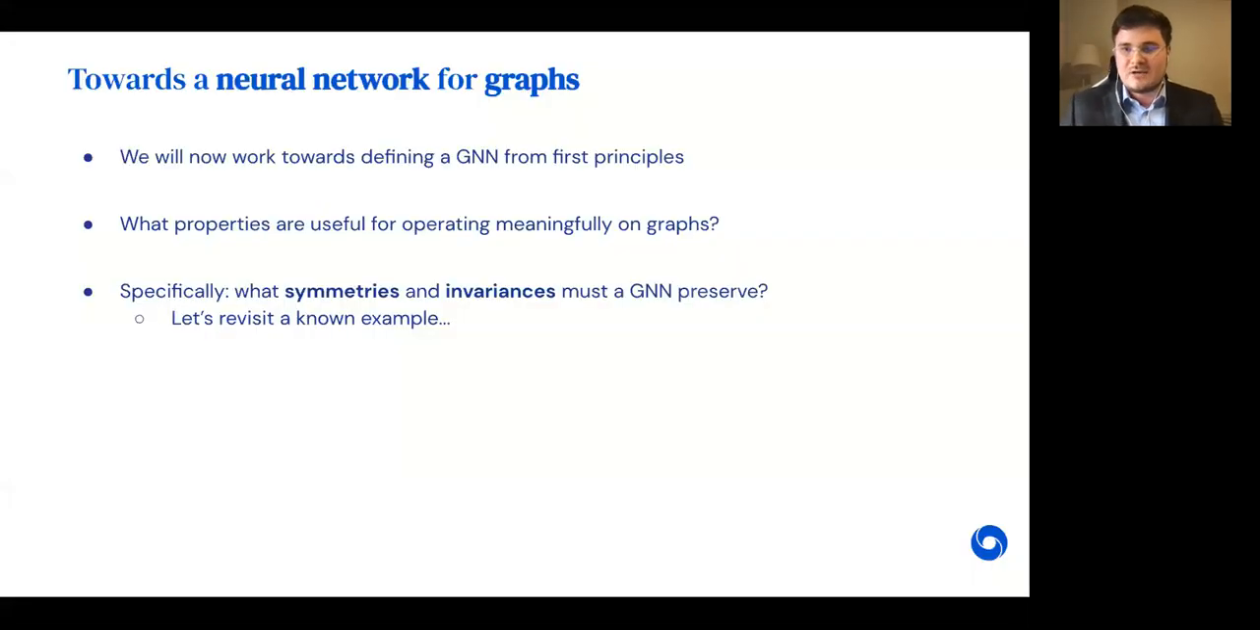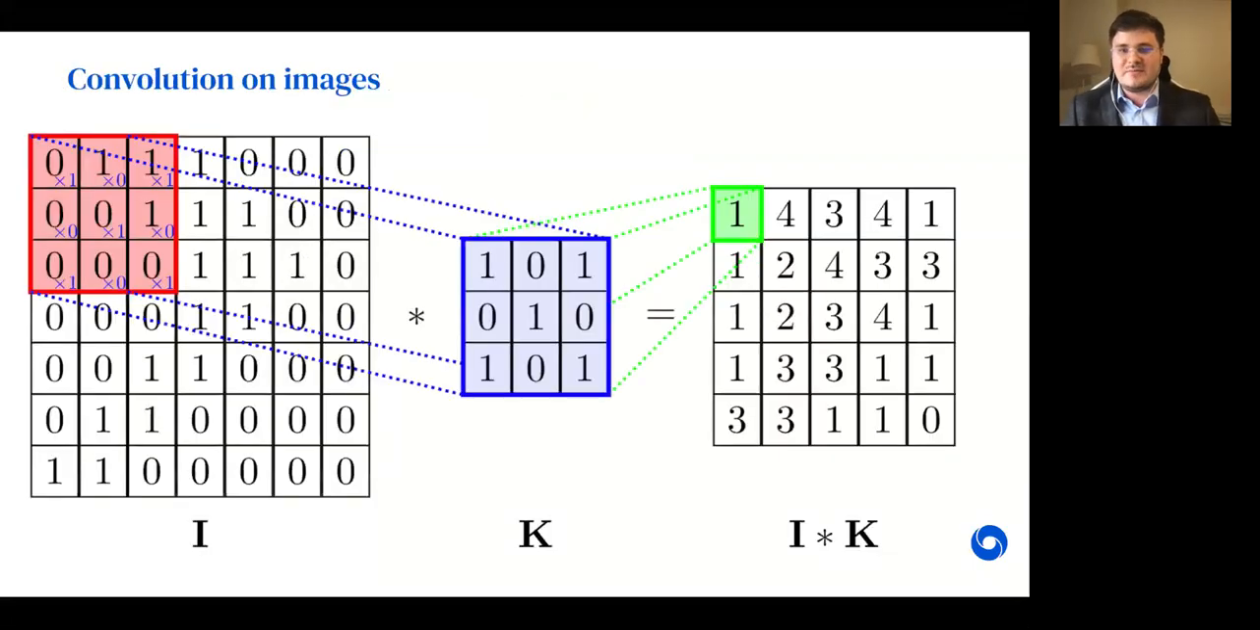So we will see how we can define useful functions that operate over graphs. And basically, we're going to study what are the properties that are useful for a function to operate meaningfully over graphs. Specifically, what are the symmetries and invariances that a graph neural network should ideally preserve? And to jump into the study, I'm going to revisit a known example that you've seen if you've done any kind of image processing, this idea of an image convolution.